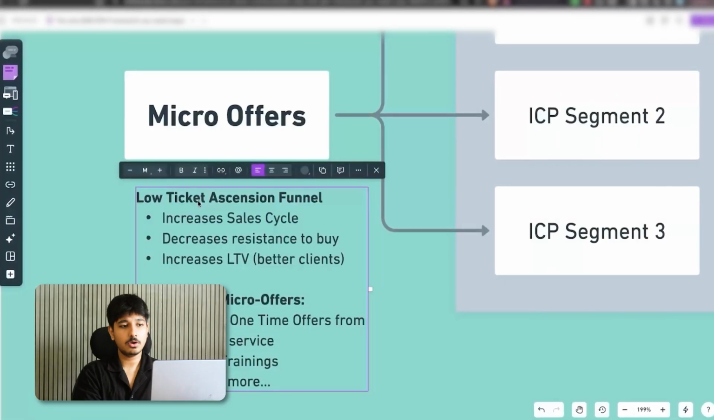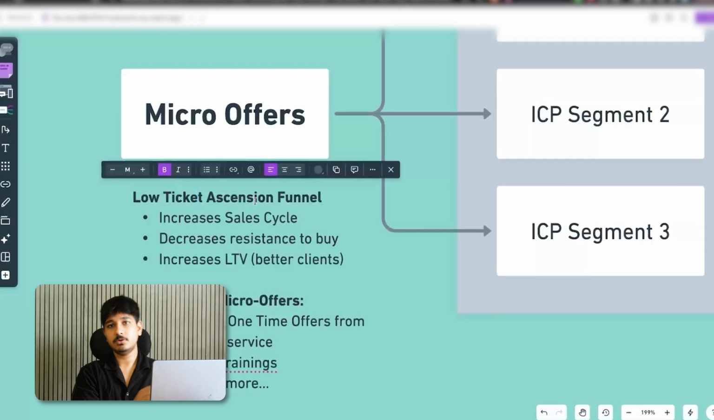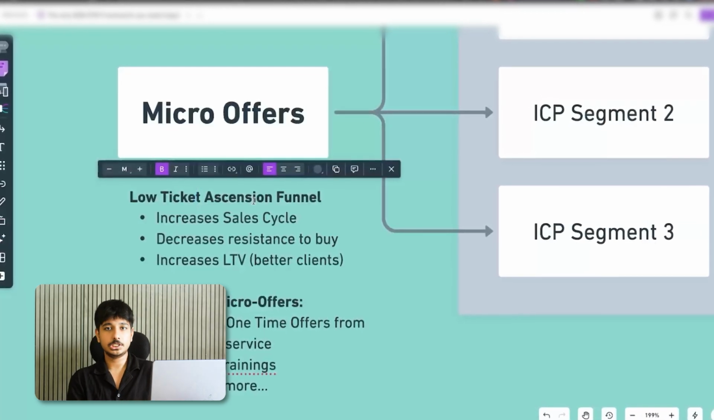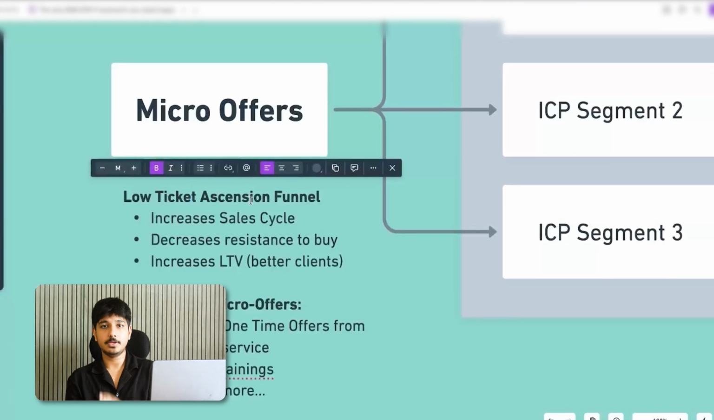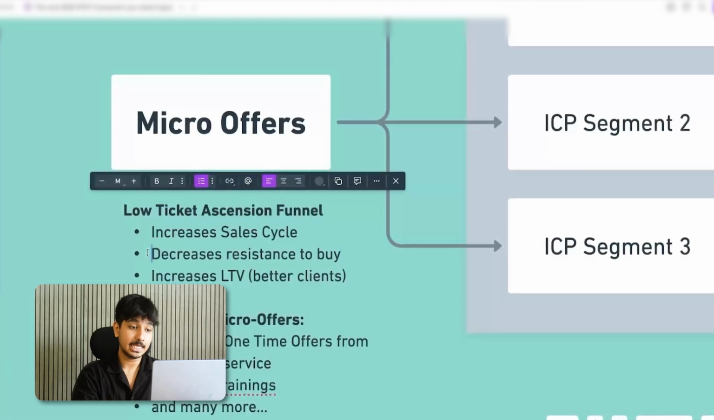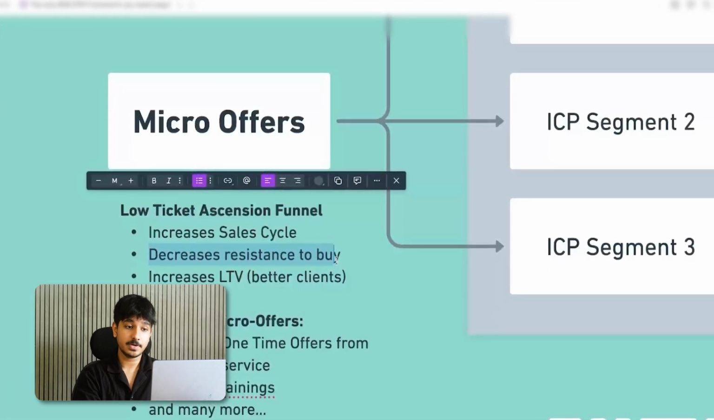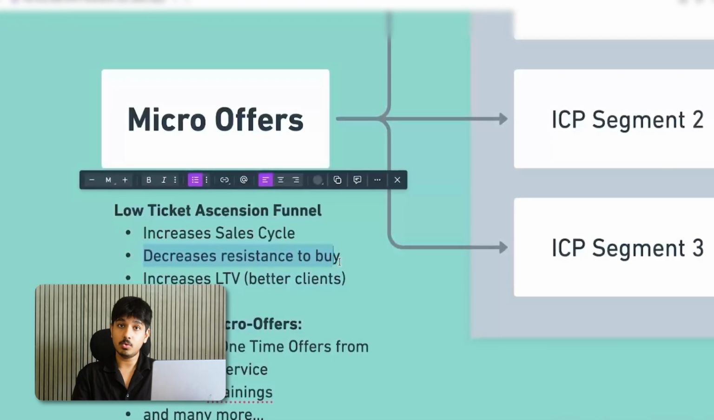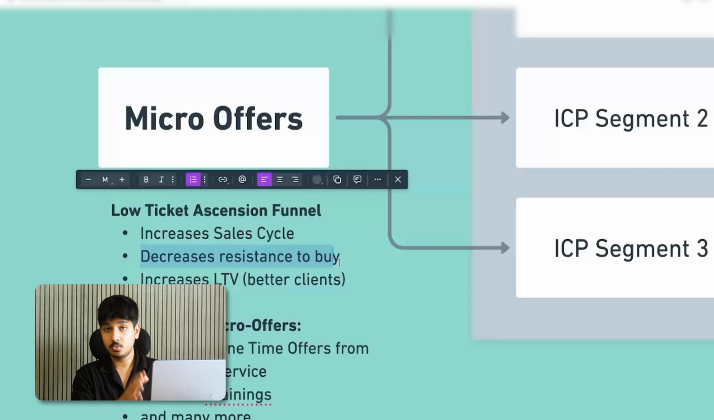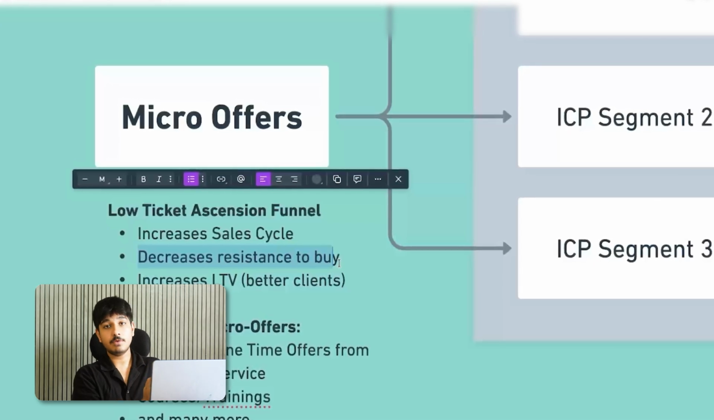So this is also called a low ticket ascension funnel because you're literally ascending a client or a customer from your lowest ticket offer to a highest ticket offer, so you're upselling them. The pros of this is that it decreases the resistance for the prospect to buy your initial offer because your initial offer pricing is way lower, so they typically buy that. The conversion rate compared to your low ticket offer versus your high ticket offer, the low ticket offer will always win in terms of the conversion rate.